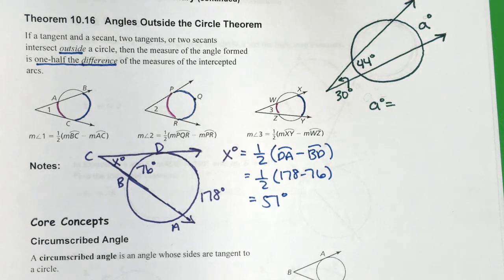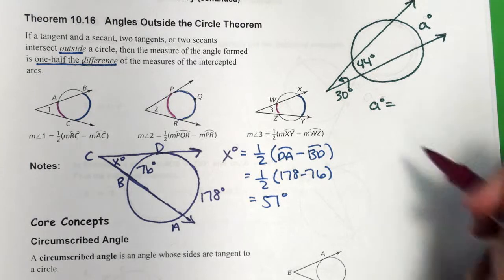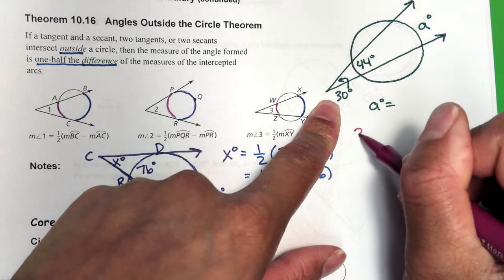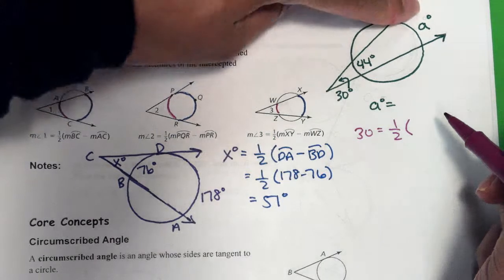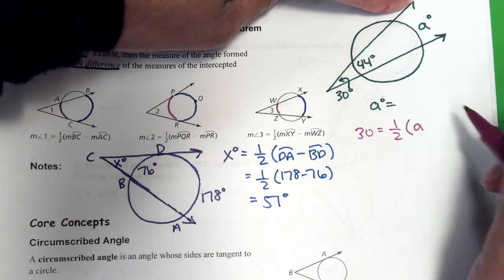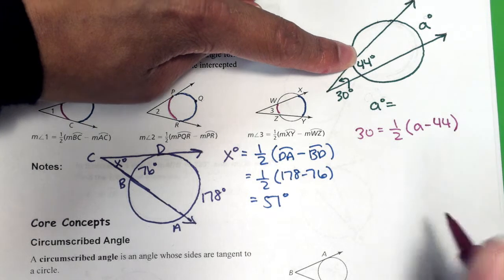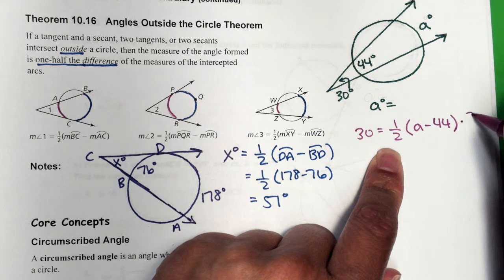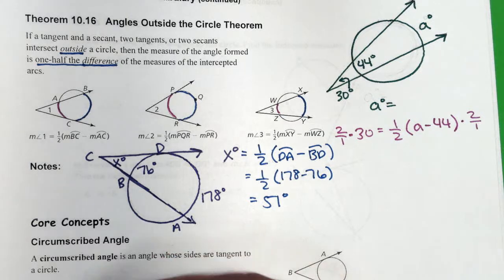Now on our other example, we're going to do something very similar, except now we're trying to find the outside. So we need to find the measure of angle A. We know our small one equals 1/2 the difference of the outside, which technically would be A, minus our smaller arc, which is 44. In this case, I want to get rid of that 1/2 first, so I'm going to multiply by its reciprocal, times 2 over 1 on both sides. That way I don't have to worry about a fraction.